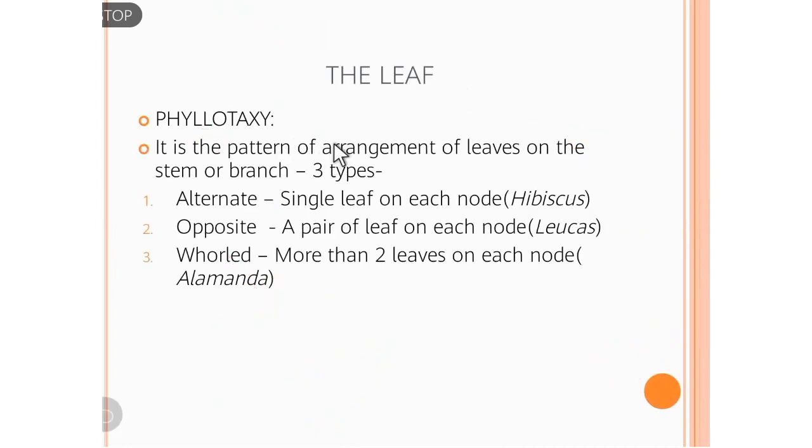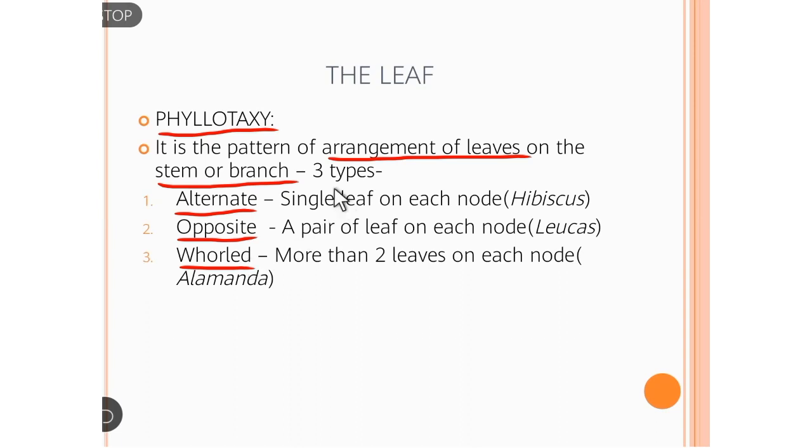Now the next aspect of a leaf is phyllotaxy. Phyllotaxy is the pattern of arrangement of leaves on the stem or branch. The leaves may be arranged in a different manner in different plants on the stem. So the pattern of arrangement of leaves on stem or branch is known as phyllotaxy. In general, phyllotaxy is of three types. The first one is alternate phyllotaxy, the second one is opposite phyllotaxy, and the third one is whorl phyllotaxy.